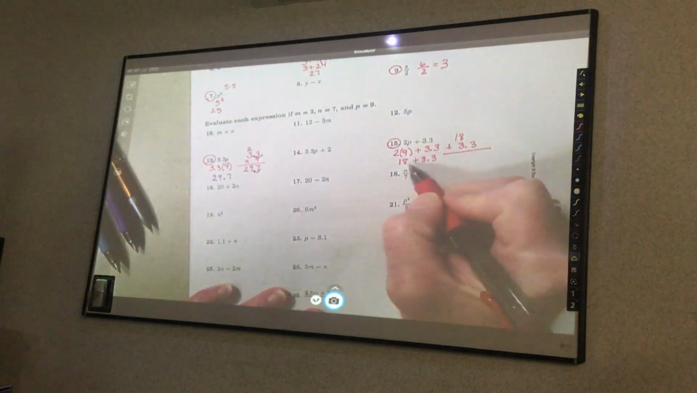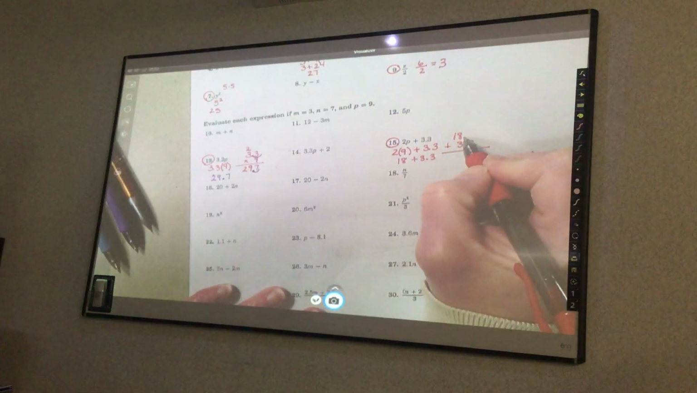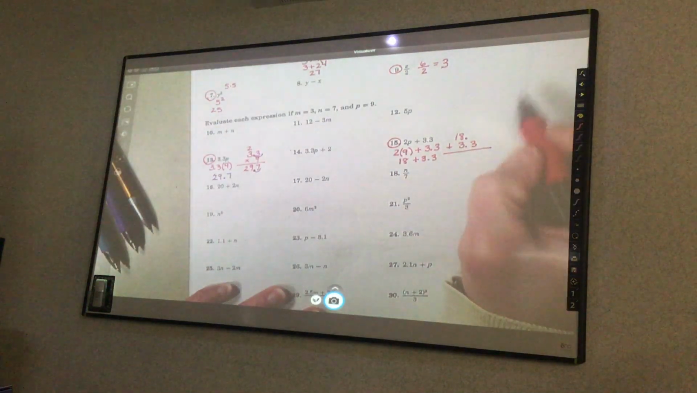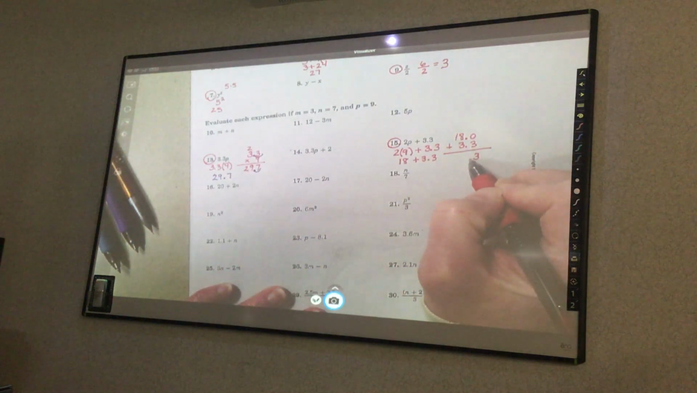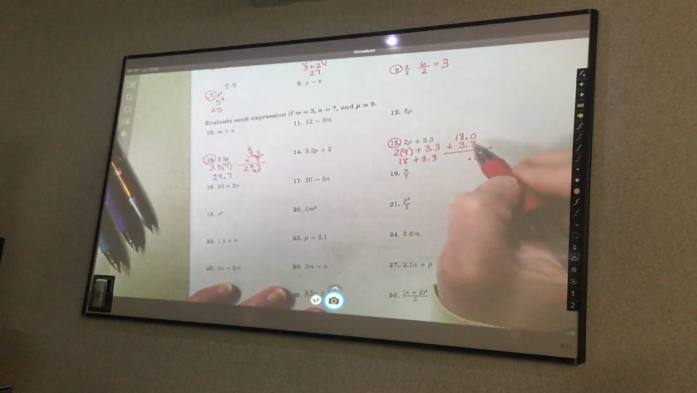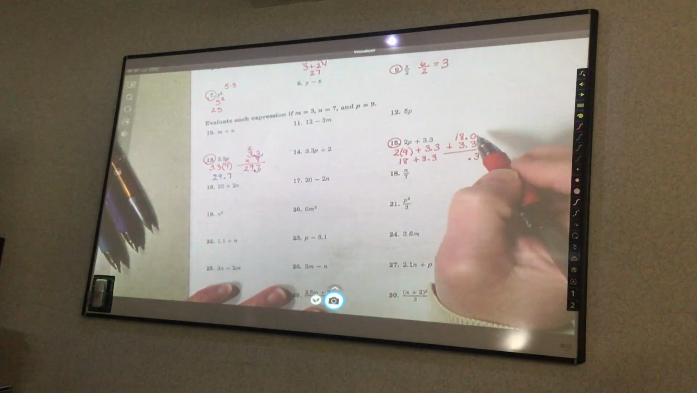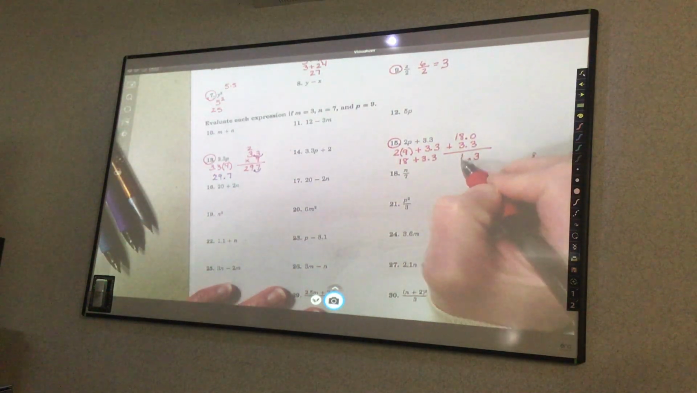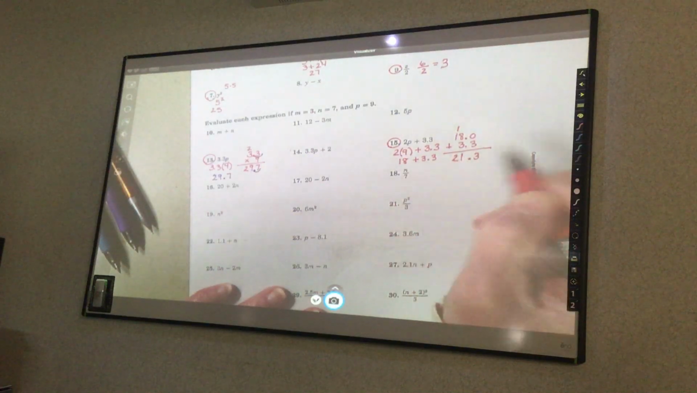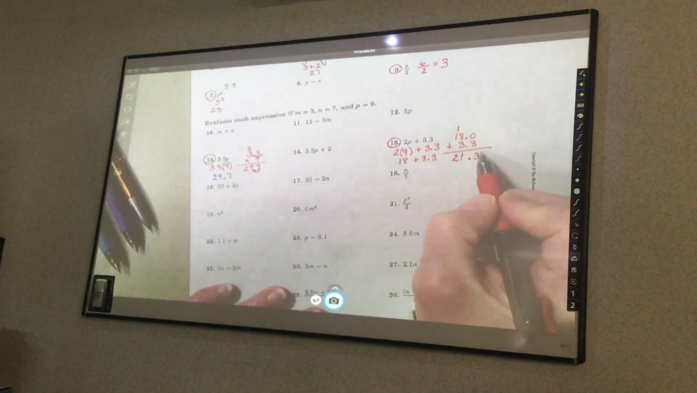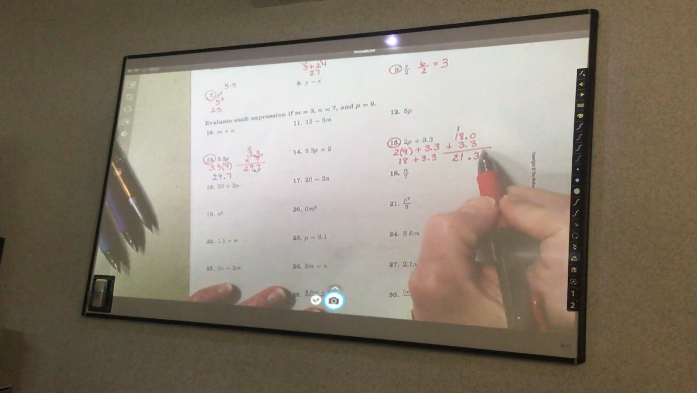If you have a whole number, the decimal is always considered right at the end. So that would be a 0. So 0 plus 3 is 3. 8 plus 3 is, what's 8 plus 3? 11. Leave the 1, carry the 1. 1 plus 1 is 2, so your final answer would be 21.3.